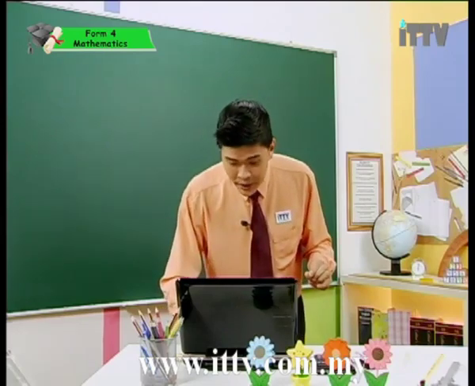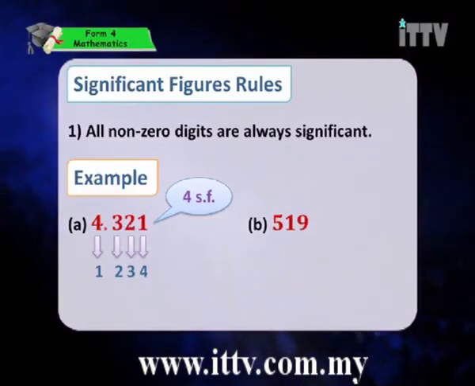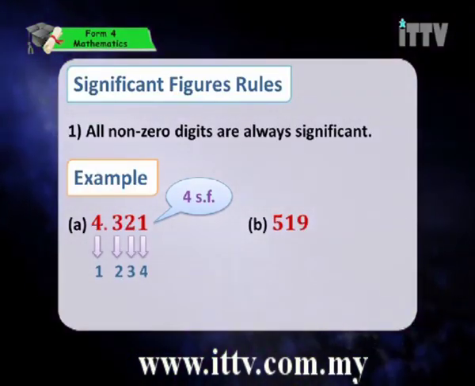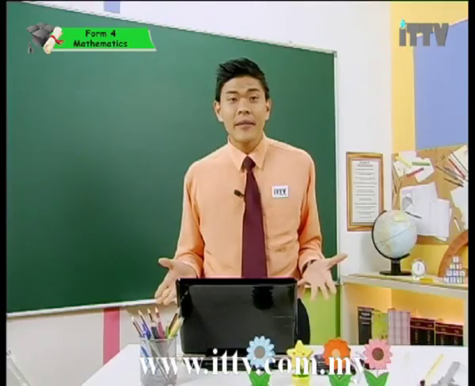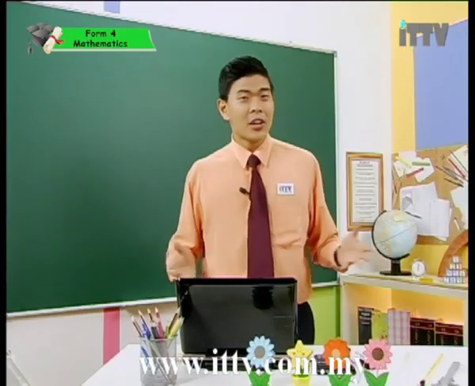Let's look at B, 519. Can you see the digits there? Are there any zeros or not? No, right?